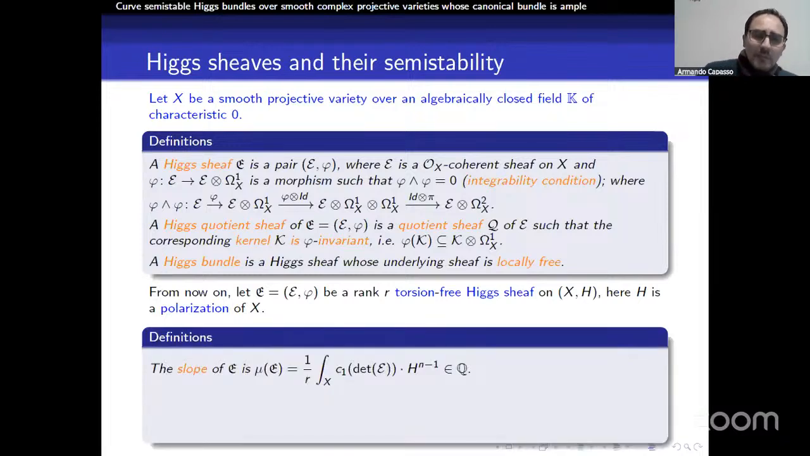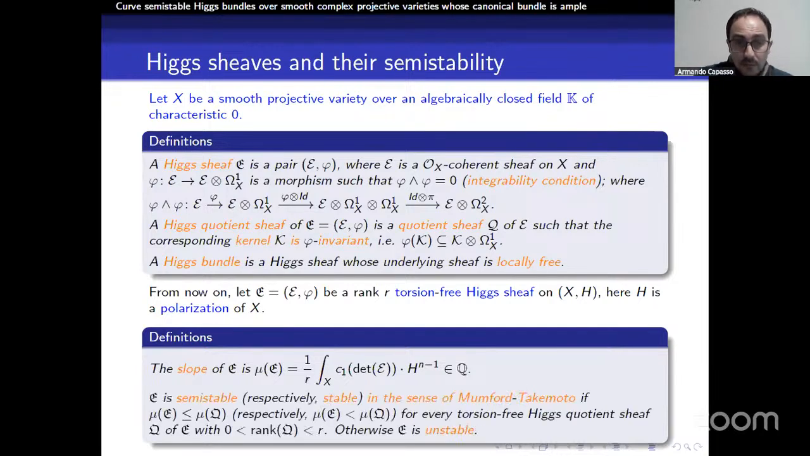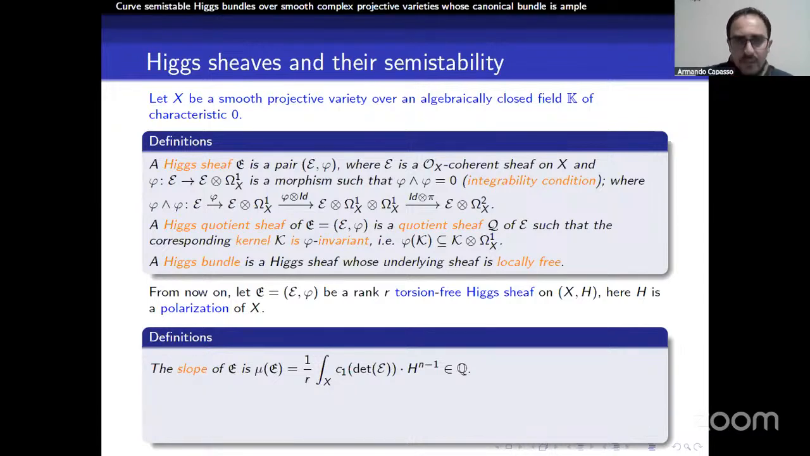I recall that the slope of E with respect to H is given by the ratio between the degree of the determinant line bundle of E with respect to H over the rank of E. In general, this number is rational. Of course, this slope depends on the fixed polarization. And to be exact, I need to say slope with respect to H, and so on. But from now on, I'll skip any reference to H.